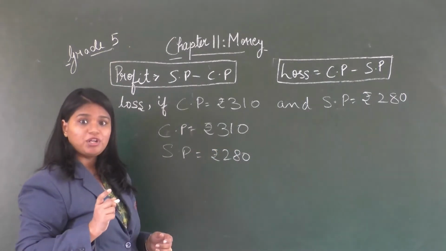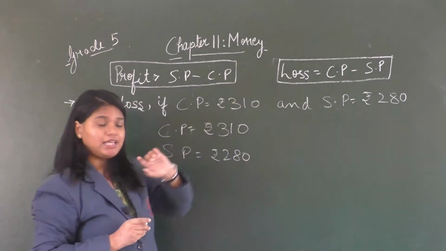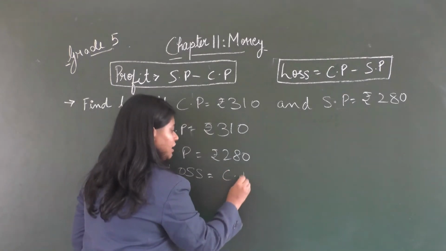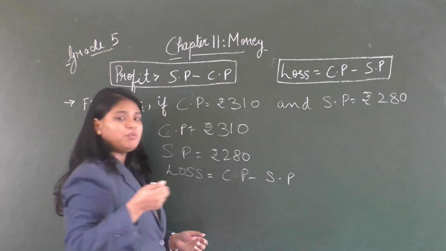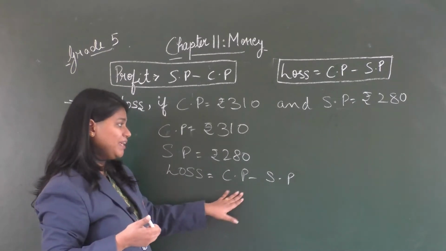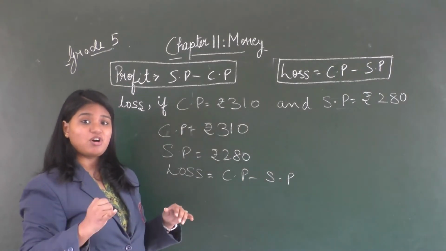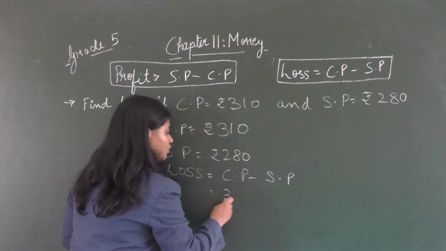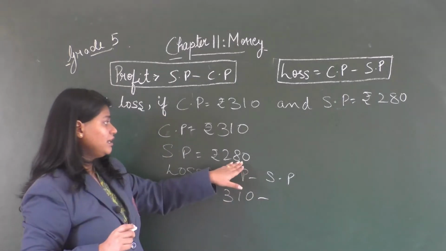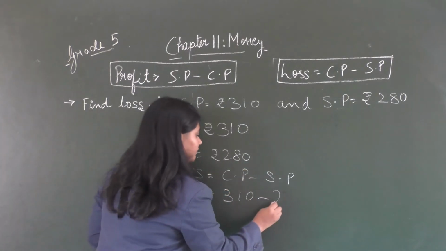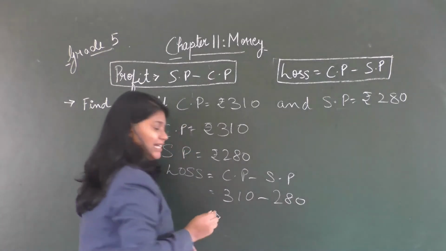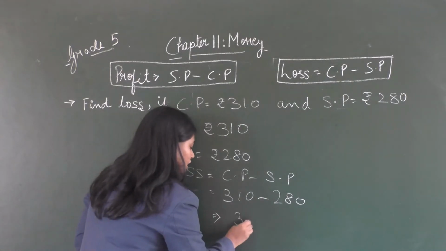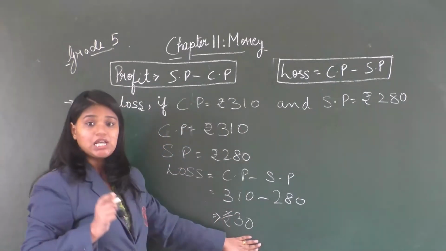Now we will mention the formula for loss, that is CP minus SP. So loss is equal to CP minus SP. Now it is your wish, either you can mention CP or SP or you can mention cost price or selling price. So here CP is equal to 310 and SP is equal to 280. Let's subtract. When we subtract 280 from 310, we get 30. So there is a loss of rupees 30.